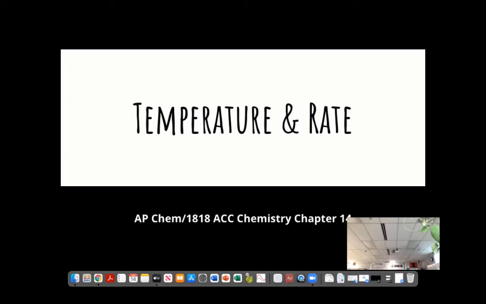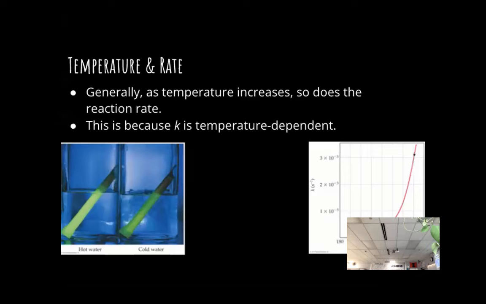So the first thing we're going to look at is temperature and rate. We already know that if you increase the temperature of a substance, it's going to make the molecules move faster. If those molecules move faster, they're going to have more energy. If they have more energy, they're more likely to react. And we'll talk about the factors that cause that to happen in a little bit here.